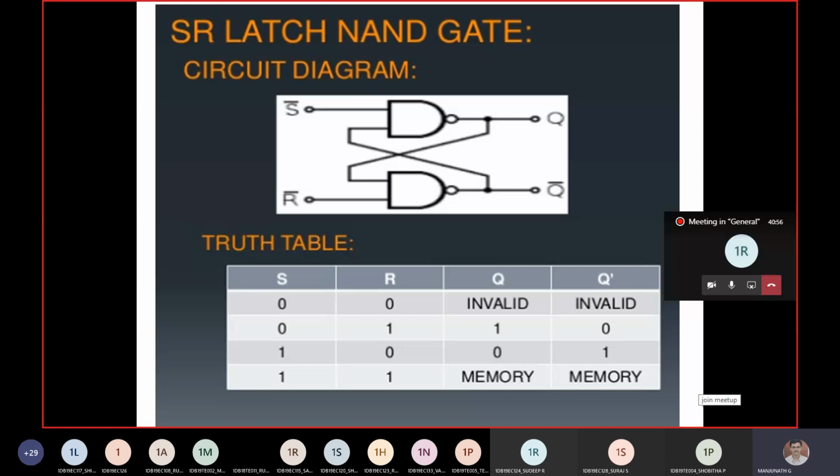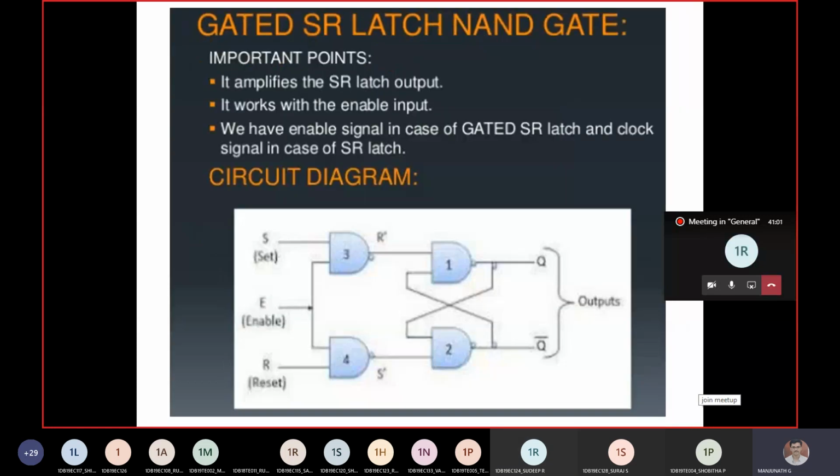Yes, sir. Okay, good. So coming to the next type, that is gated. We told 3 types, right? Active low and active high are done, and the last type is the gated SR latch. The things which you need to understand here, I have mentioned as points. It amplifies the SR latch output. It means your gated latch, with NAND gates they are representing here, will amplify your SR latch output. What is the meaning of amplification? Increasing the strength. Good.